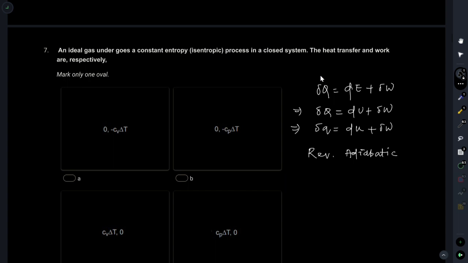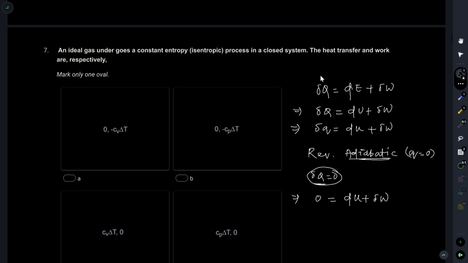Now as I have told you, for a reversible adiabatic process, adiabatic simply means there is no heat interaction, that is q equal to 0, right? So in this process, del q will be equal to 0, so heat interaction will be equal to 0. If I put this del q value equal to 0, then I can rewrite this equation as 0 equal to du plus del w.